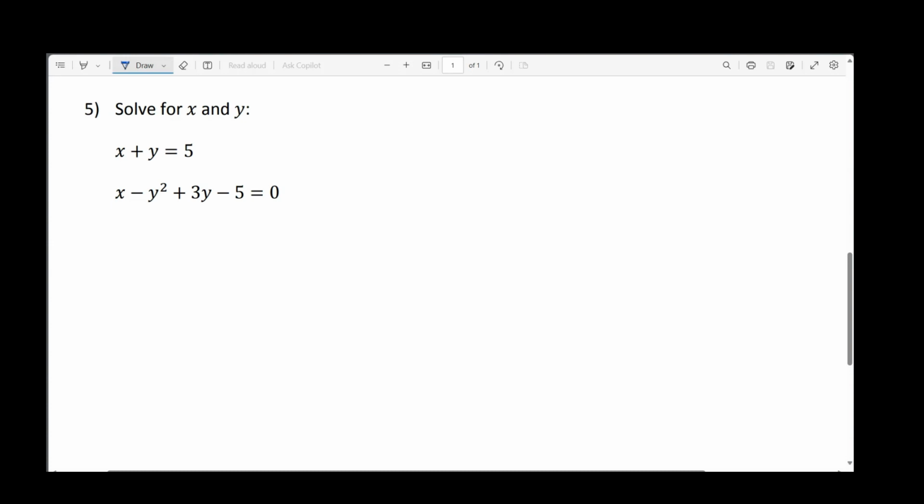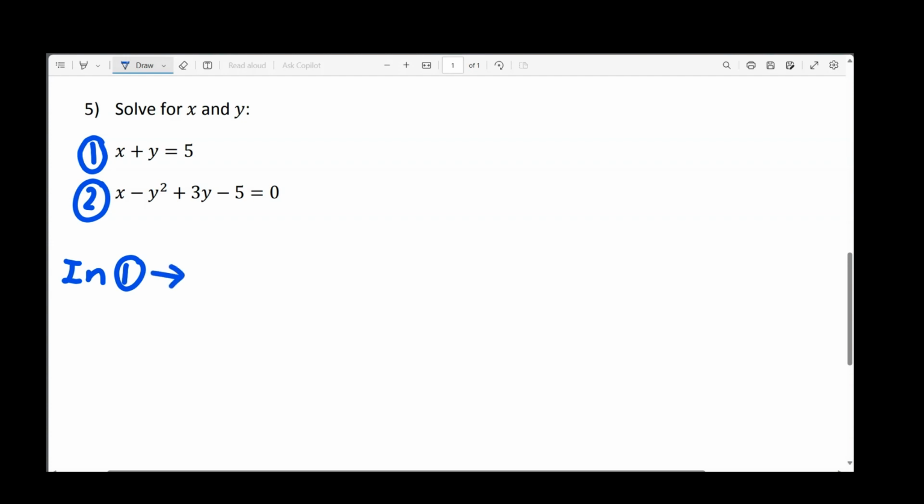My first thing with the simultaneous equations question is I'm going to label my equations. So here I've got my equation 1 and this is equation 2. And usually what I want to do is try to get x by itself or y by itself. So let's say in equation 1.